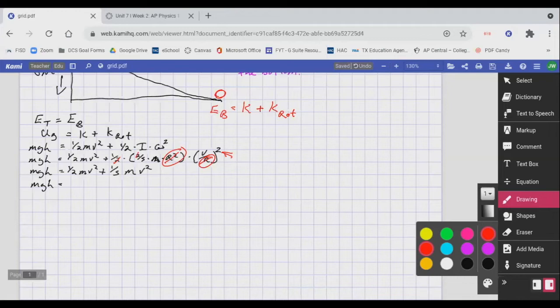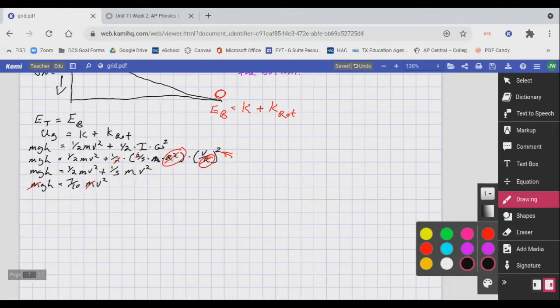What's 1/2 plus 1/5? 7/10. It is 7/10. Let's flex our math on a Friday. 7/10 mv squared. Now they told us we wanted to calculate this for velocity, correct? All right, so we need to solve this for velocity. At this point, can't I cancel my masses out? That's the next easy thing to do. So let's cancel the masses out. And then how do I get the 7/10 to the other side? What would that look like? 10/7 on the other side.